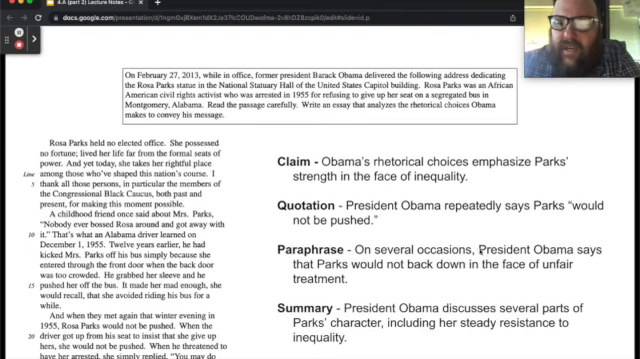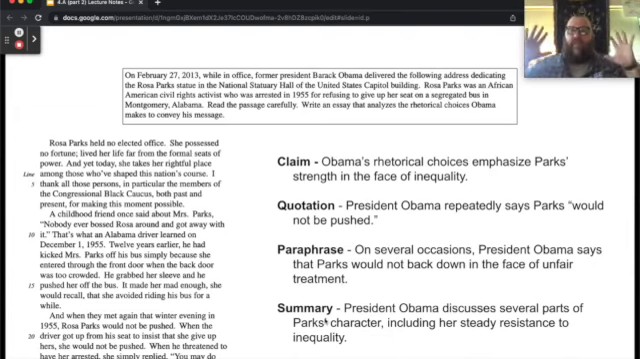Instead of just jumping into President Obama says that Parks, right, which I did here, I said on several occasions. Because over here in the text, would not be pushed, would not be pushed. There's two of them, right? So I could have said on two occasions, either way. But I just put that little phrase at the beginning. On several occasions, President Obama says, to change up the sentence structure. And again, instead of saying, President Obama says that Parks would not be pushed, because then I'd have to quote it, I said she would not back down in the face of unfair treatment. Same idea, same thing, right?